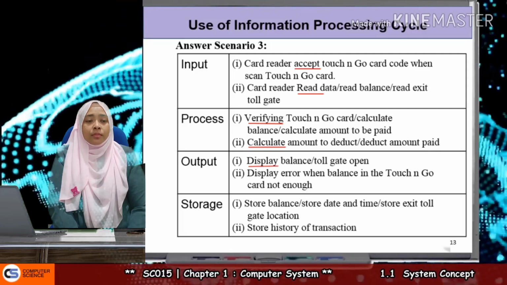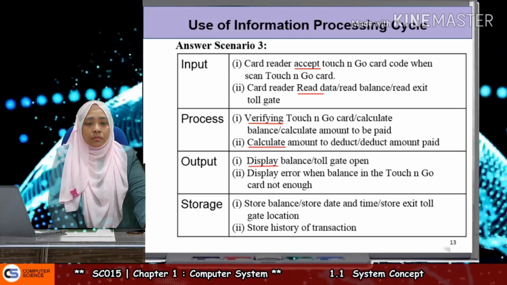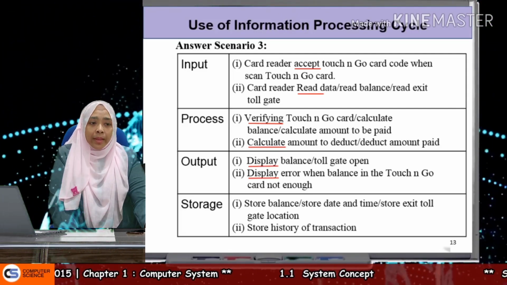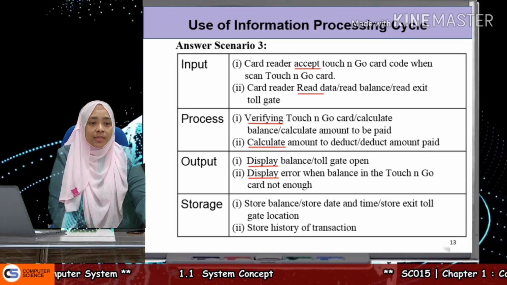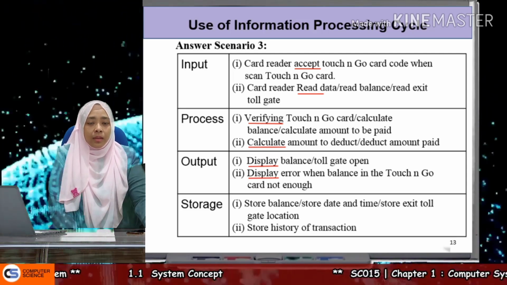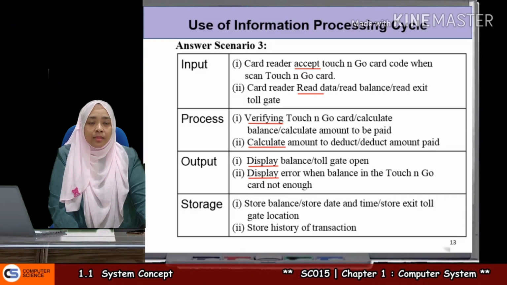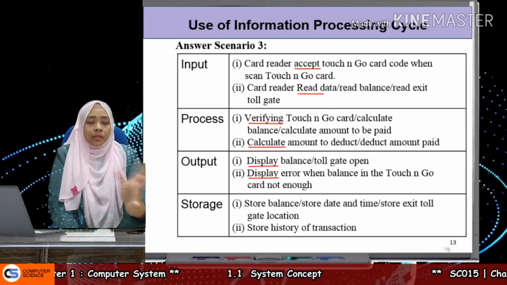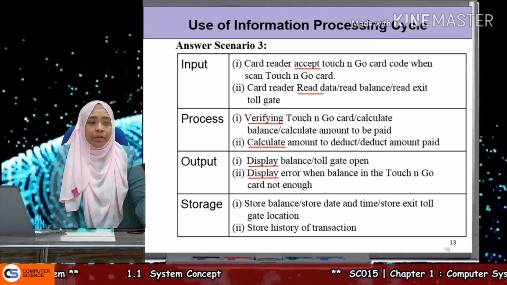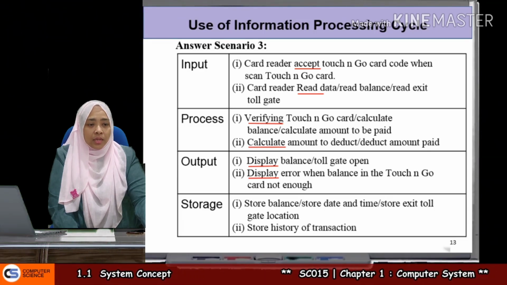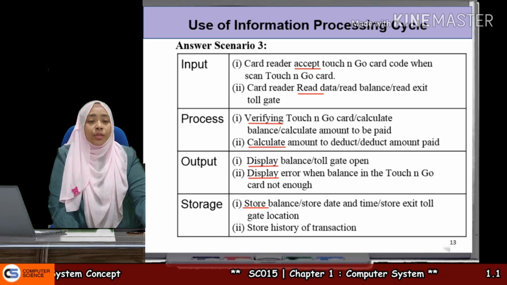For output, the keyword here is display balance. Or we can see that the toll gate barrier opens. That is an output. Output means what we can see either on the screen or the physical parts. So output display error when the balance in the Touch 'n Go card is not enough. So this is also display.